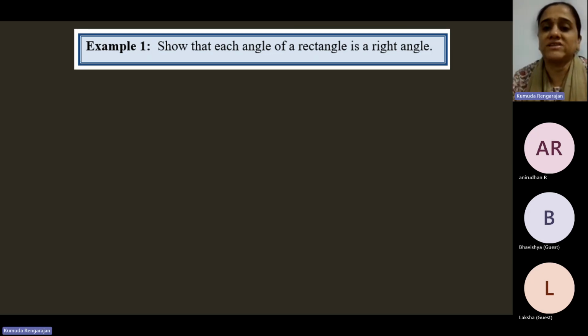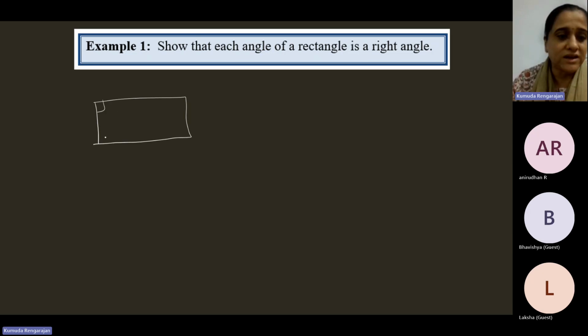Now show that each angle of a rectangle is a right angle. All right. So the given quadrilateral is a rectangle. It's given it's a rectangle. You don't have to prove it's a rectangle. So what quadrilateral should you consider? You should consider a rectangle. But what should you prove in that? You must prove that each angle is a right angle. Okay, so you're given a rectangle. You'll have to prove that each angle in a rectangle is a right angle.